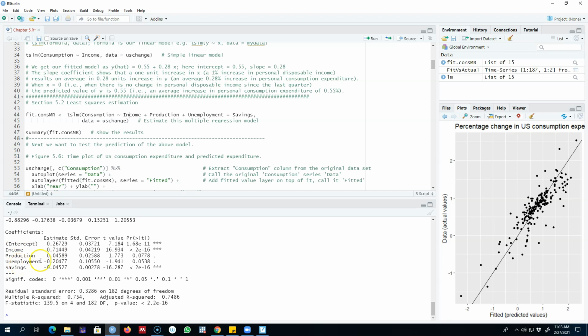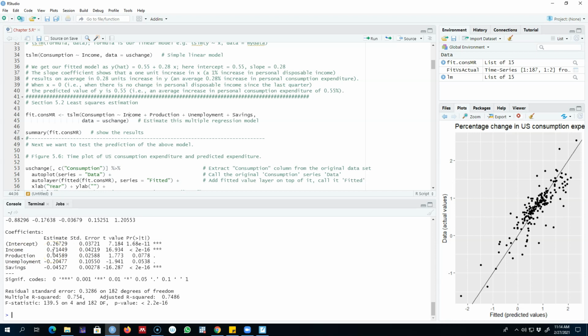And then all these coefficient values show us the relationship between each of these variables and our dependent variable, consumption. For example, the relationship between income and consumption is positive because this coefficient value is positive, which means whenever the change in income is positive, the change in consumption is also positive. Similarly, whenever the change in production is positive, the change in consumption is also positive. On the other hand, the other two variables, unemployment rate and saving rates, show a negative relationship with our variable of interest, consumption. The first thing that we can get from these coefficient values is the direction of the relationship between any of these variables and our variable of interest.